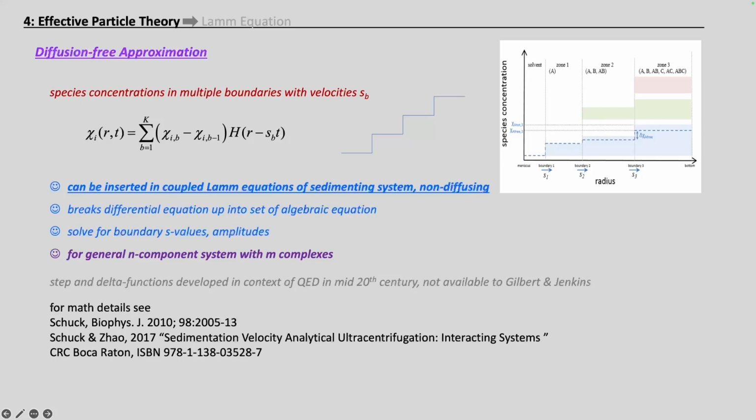It's been implemented in SEDPHAT, but it is interesting to ask why this was not discovered by the giants in the field in the 1950s, when there was such a tremendous interest in the development of AUC in physical chemistry, biochemistry, and molecular biology. I think it boils down to the simple fact that Heaviside step functions and Dirac delta functions were just not yet widely known. They were being developed at that time as tools for the emerging quantum electrodynamics.